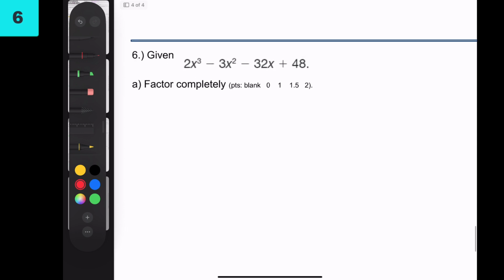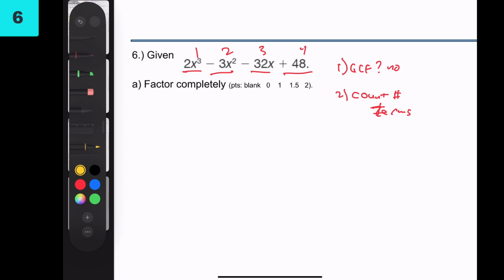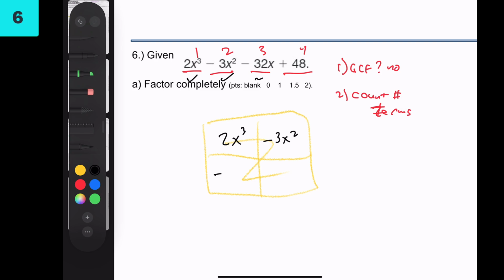I noticed that, does it have a GCF? They do not all have an x. So GCF, no. We're going to count the number of terms. 1, 2, 3, 4. Okay, so let's put it in our box, and we're gonna make a Z. 2x cubed minus 3x squared minus 32x, 48.